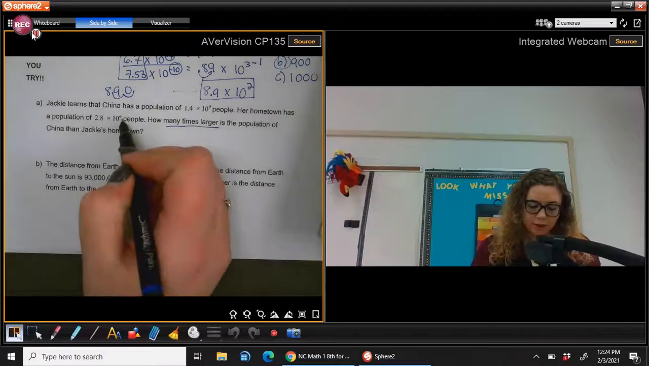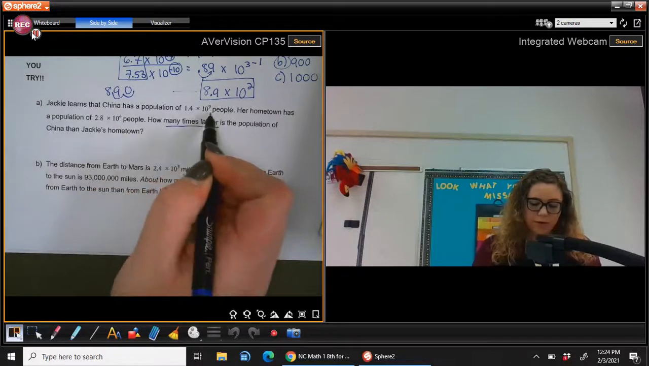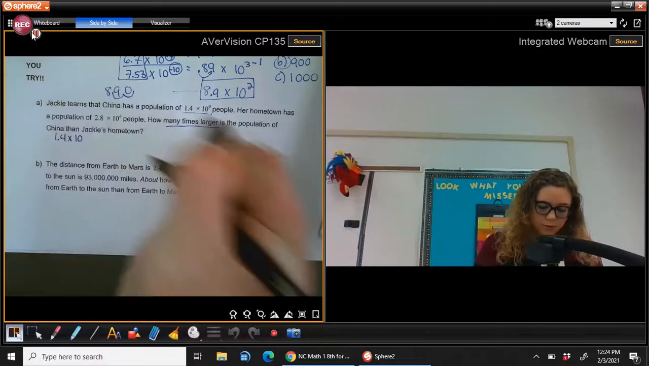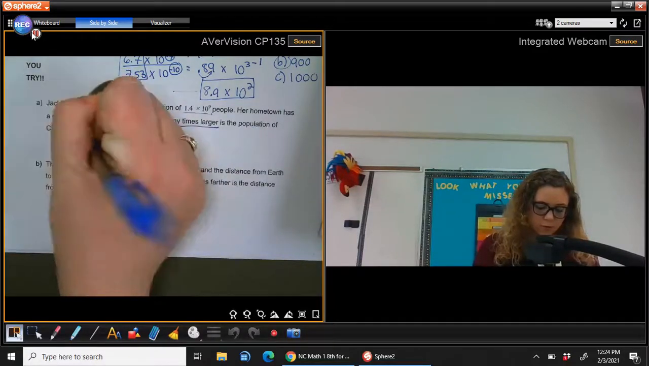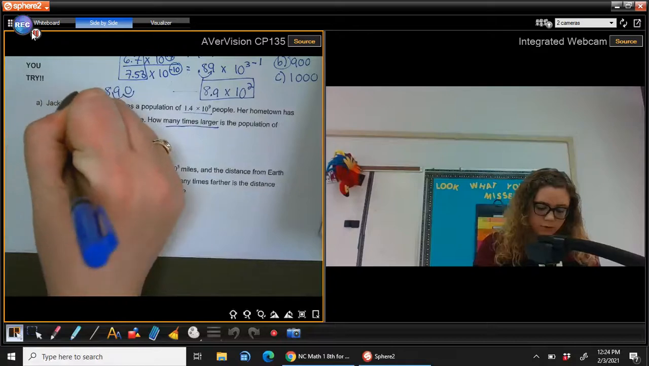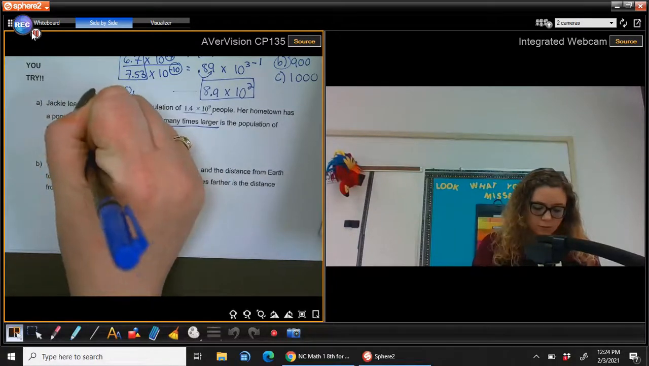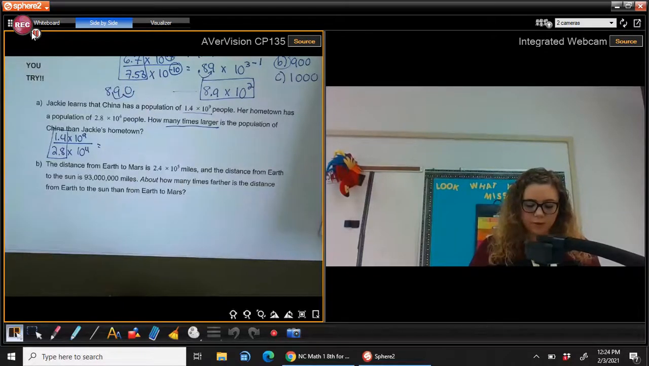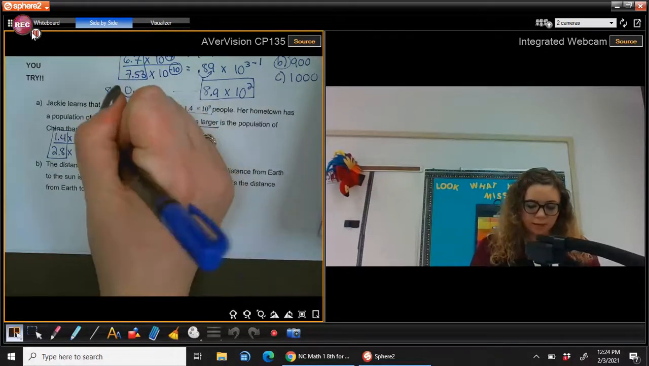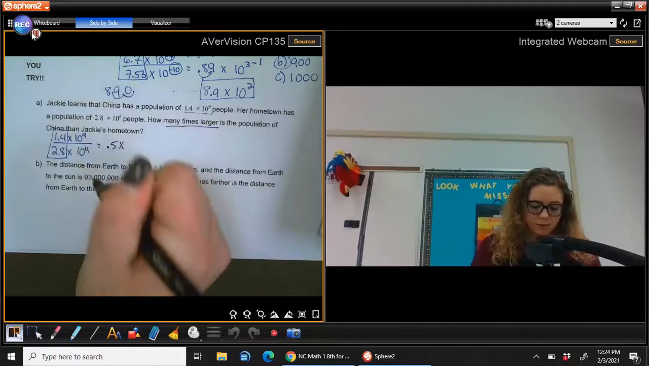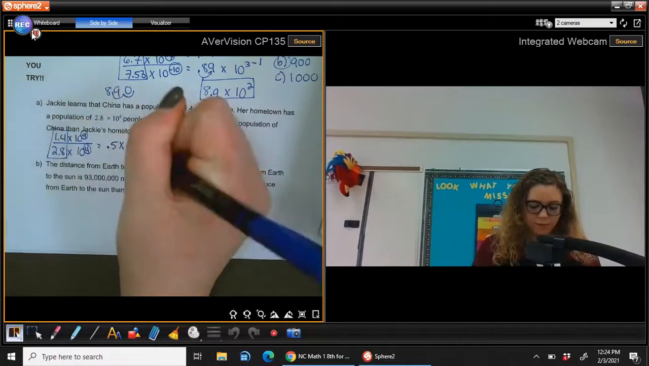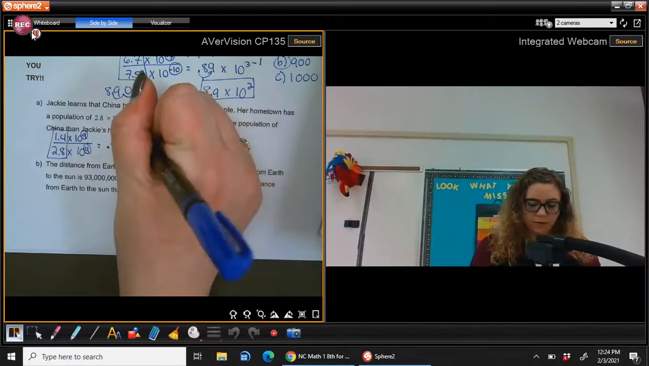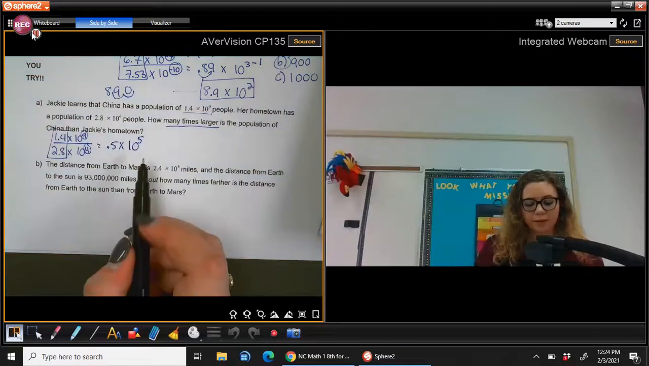So let's look here. Which one has the larger exponent, the 4 or the 9? This one does. So that one's going to go on top. I'm going to divide my coefficients. When I divide, it's going to give me 0.5 times. Subtract my exponents. 9 minus 4 is going to give me 10 to the 5.